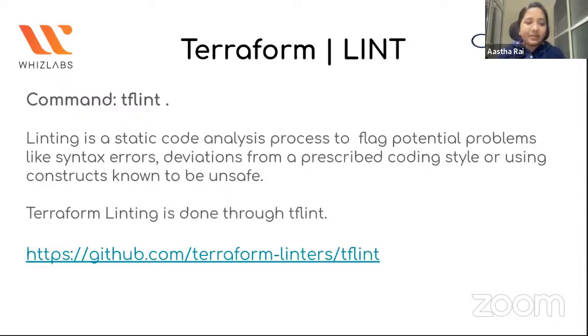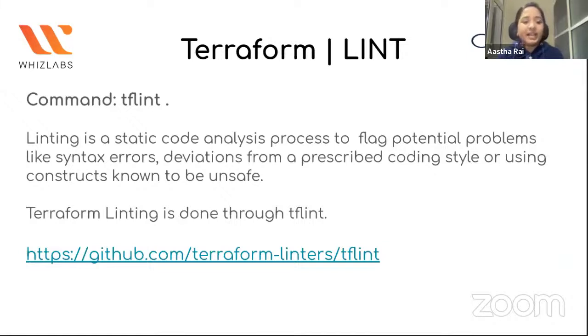A very simple example of linting is that Terraform allows hash-formatted commenting in its code, whereas if you comment with double slashes, validate and other stages can pass it through, but linting will stop you from doing such commenting on your end.